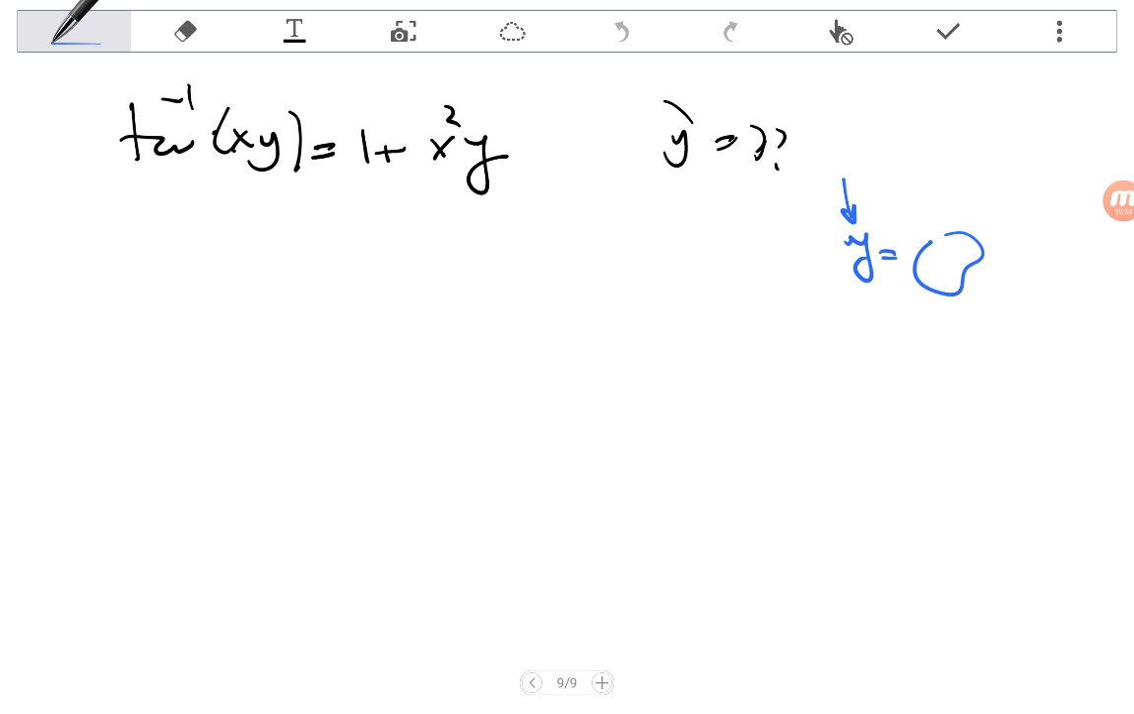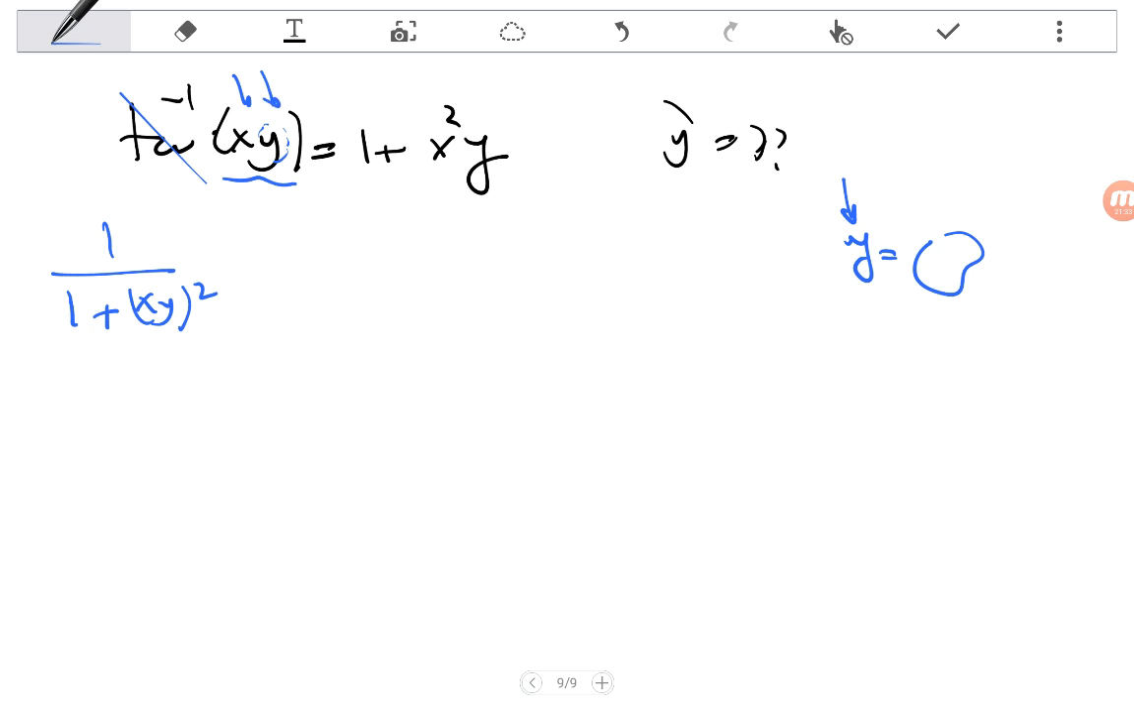How do I find the derivative in this case? By implicit differentiation. I just take the derivative normally, but keep in mind that y has x inside it. That y is a function of x. So if I want to take the derivative of that side, what is the derivative of tan inverse? It is 1 over 1 plus what is inside squared. I finished the tan inverse. Now I go inside the tan inverse.